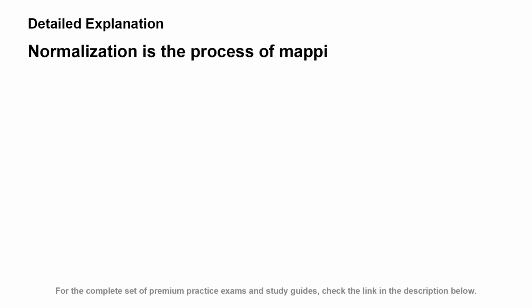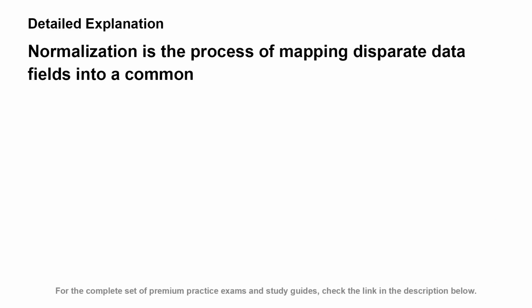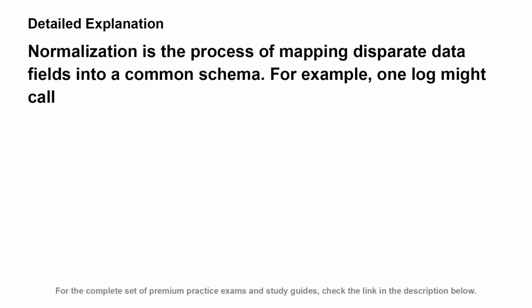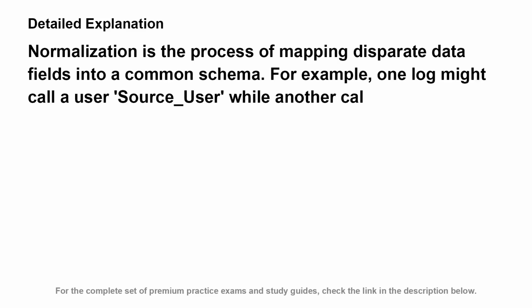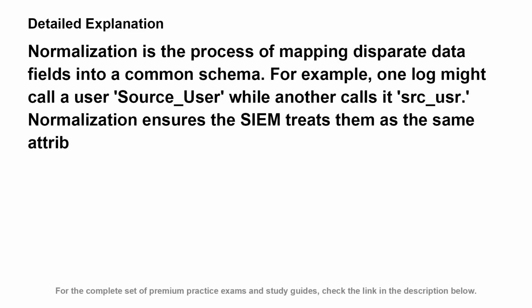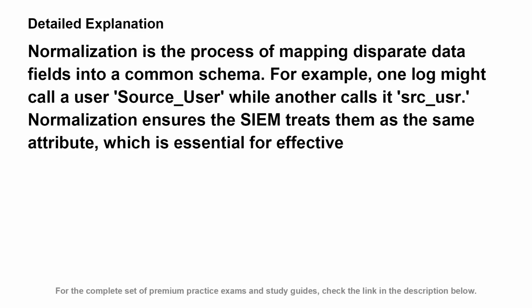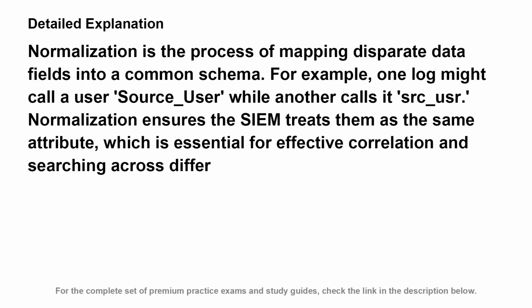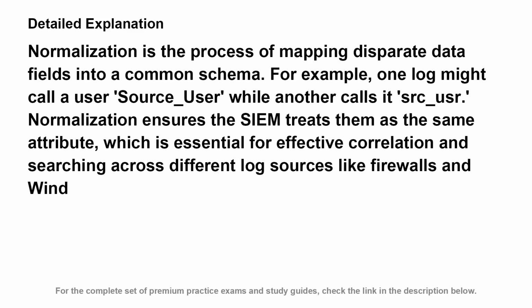Normalization is the process of mapping disparate data fields into a common schema. For example, one log might call a user source_user while another calls it src_usr. Normalization ensures the SIEM treats them as the same attribute, which is essential for effective correlation and searching across different log sources like firewalls and Windows event logs.